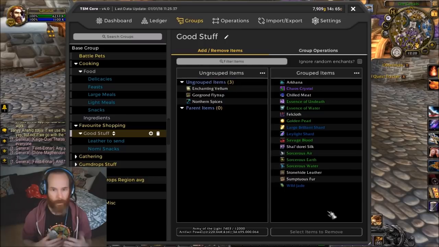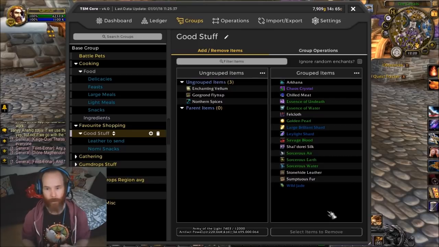So it's really made my day-to-day gold making a lot more streamlined, by having all this ability to change your groups, add shopping operations, add crafting operations. And this is the beauty of TSM.